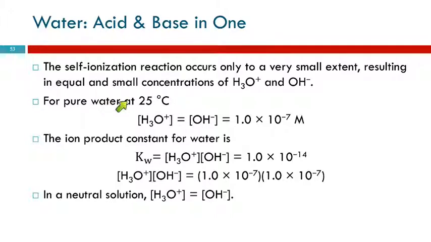So in pure water at room temperature, the hydronium ion concentration and hydroxide ion concentration are equal to each other, and that value, that concentration, is 1 times 10 to the minus 7 molar. Very small.